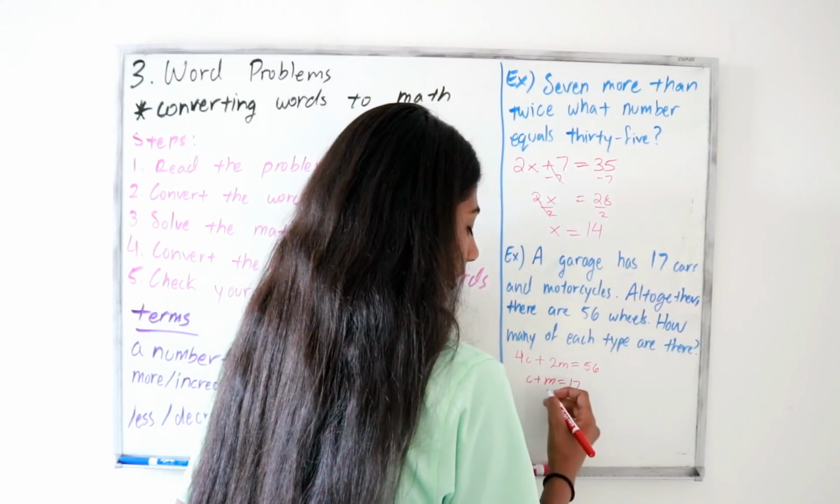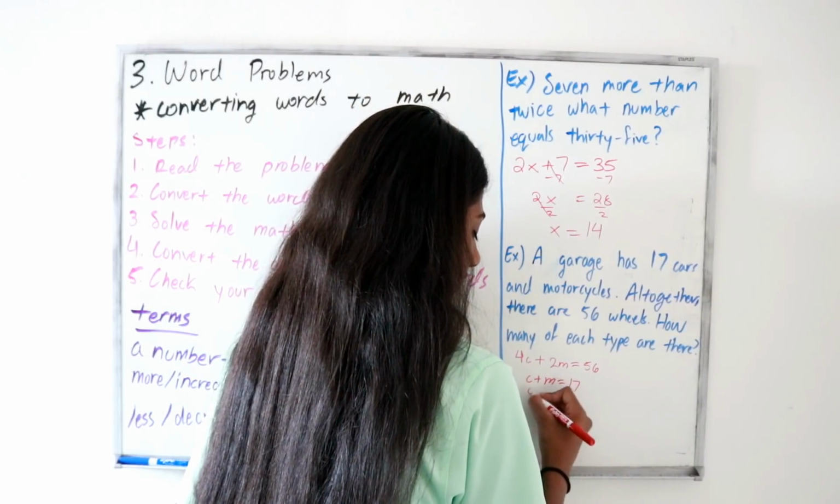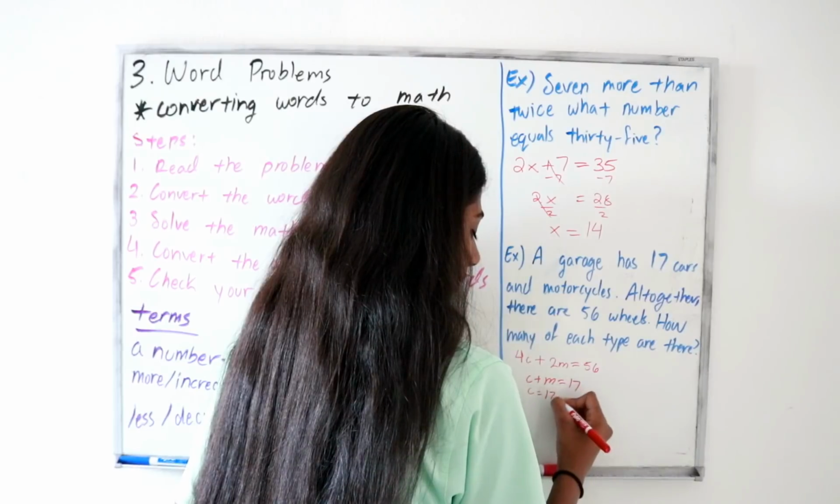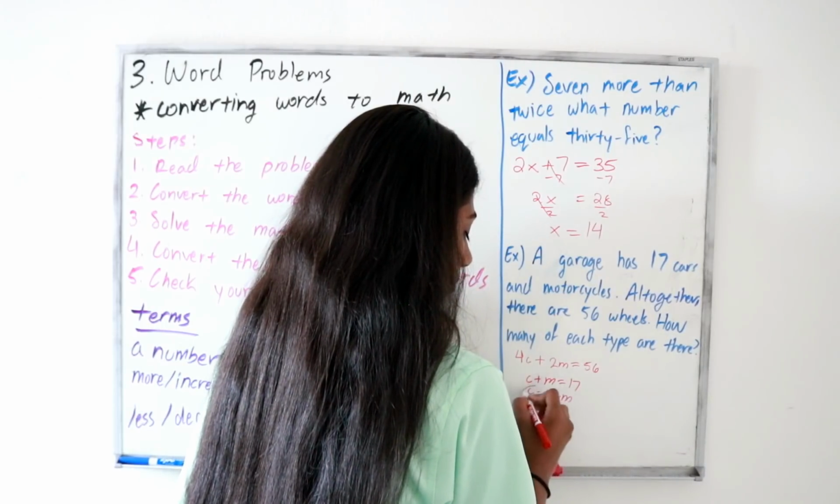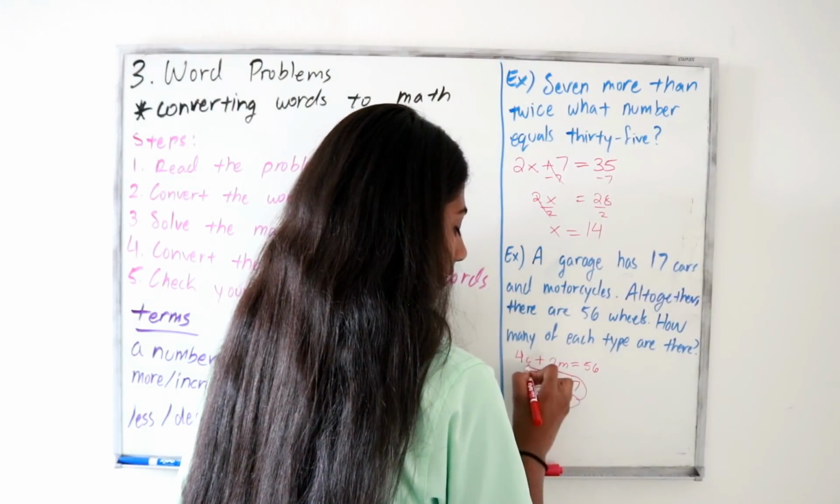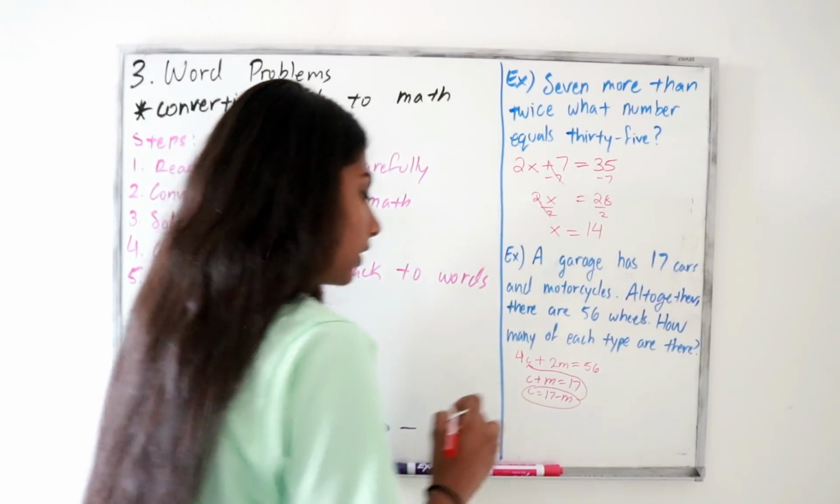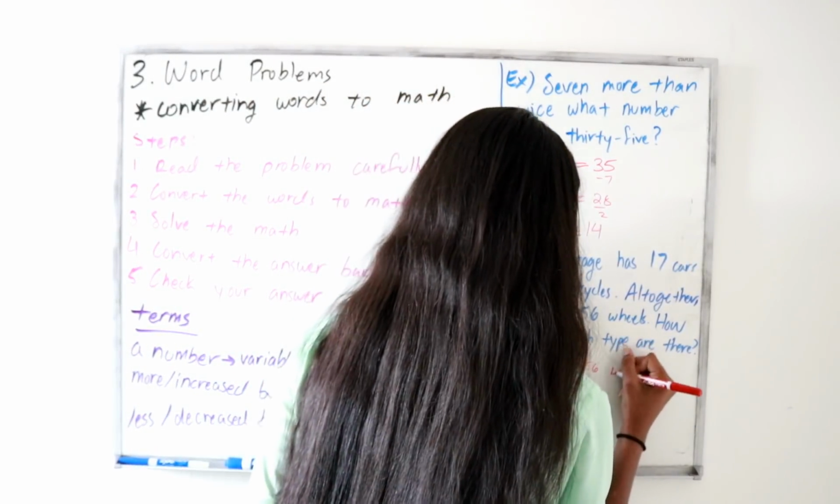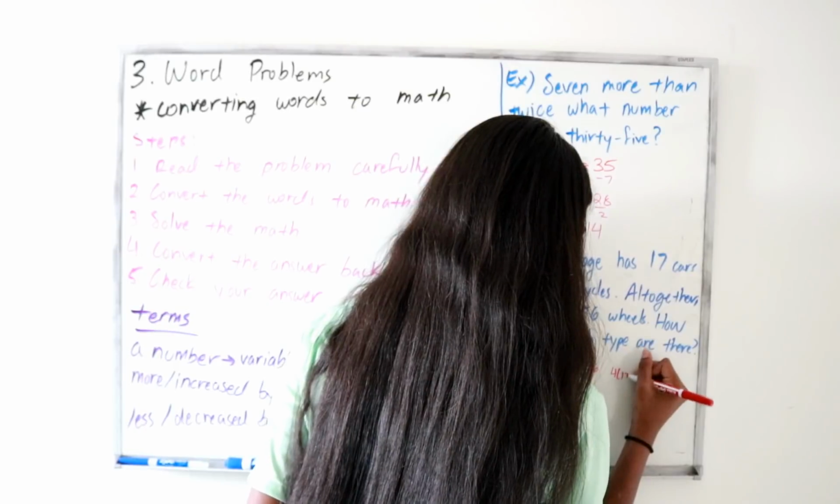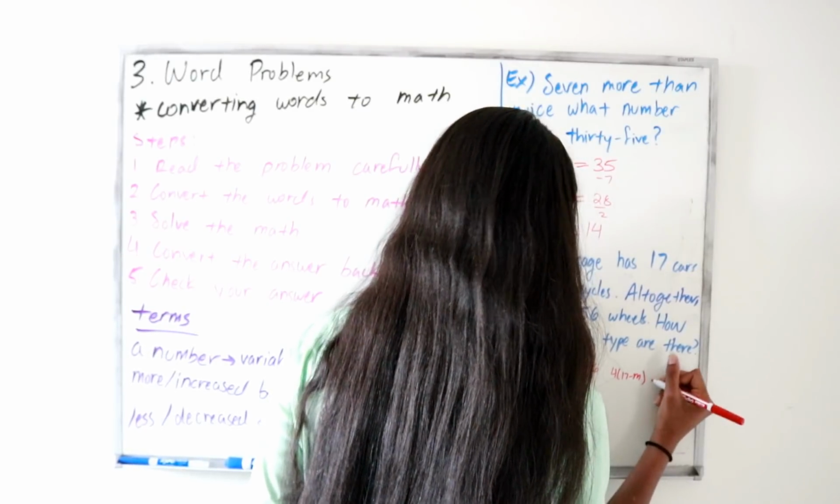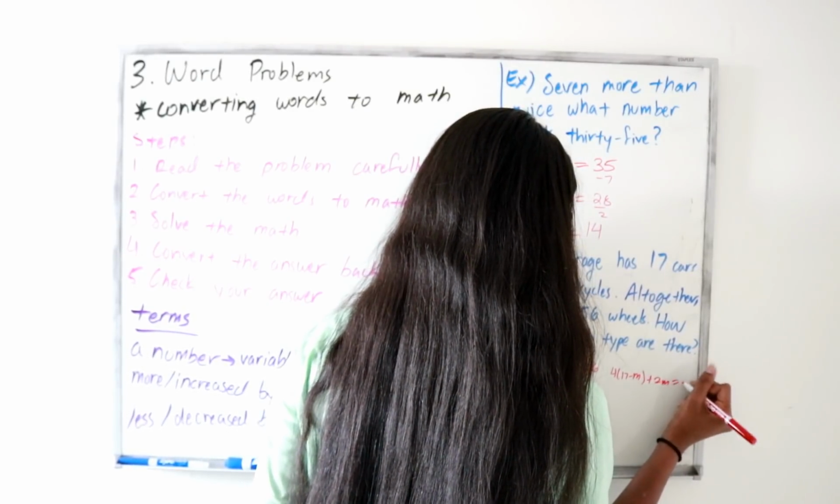So what I'm going to do is move the m to this side. I'm going to say c equals 17 minus m, and I'm going to use this c right over here. So the new equation is going to be 4 times (17 minus m) plus 2m equals 56.